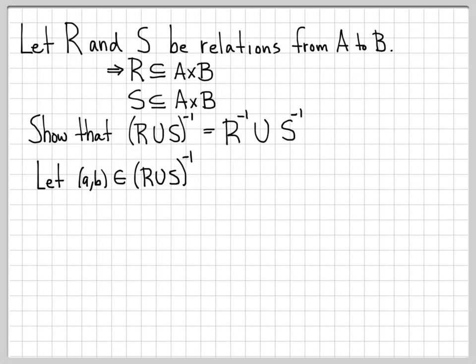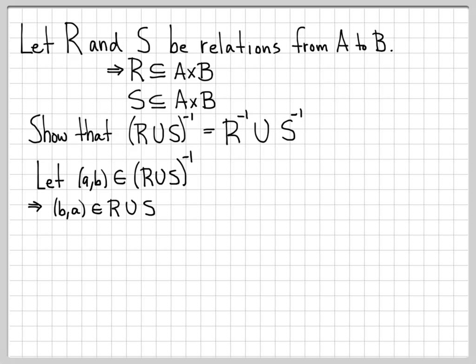Let's start off with an arbitrary element in the inverse of R union S. Then we're going to show that this is actually in R inverse union S inverse. All right, if A comma B is an element of the inverse of R union S, by the definition of the inverse, this means that B comma A has to be in R union S. So I basically applied the inverse to both sides. If AB is an element of the inverse set, that means BA has to be an element of the non-inverse set. So I flipped that coordinate.